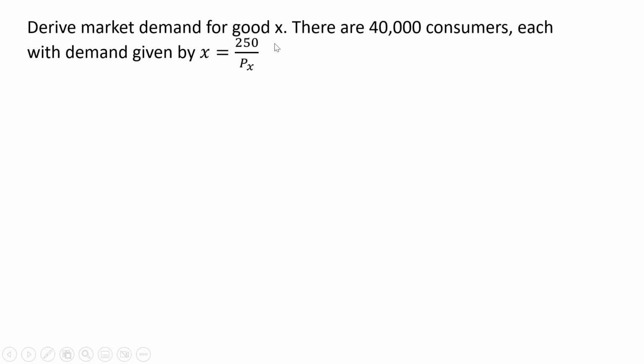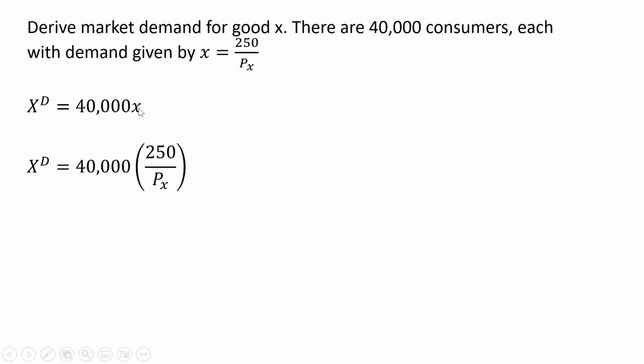Now we're going to derive the market demand for good X. There are 40,000 consumers, we're told. Each has the following demand that we just solved for. So what is the market demand for good X? It's just going to be 40,000 times the consumer's individual demand. So making a substitution in here for X and now simplifying, this is the market demand for good X, 10 million divided by the price of good X.